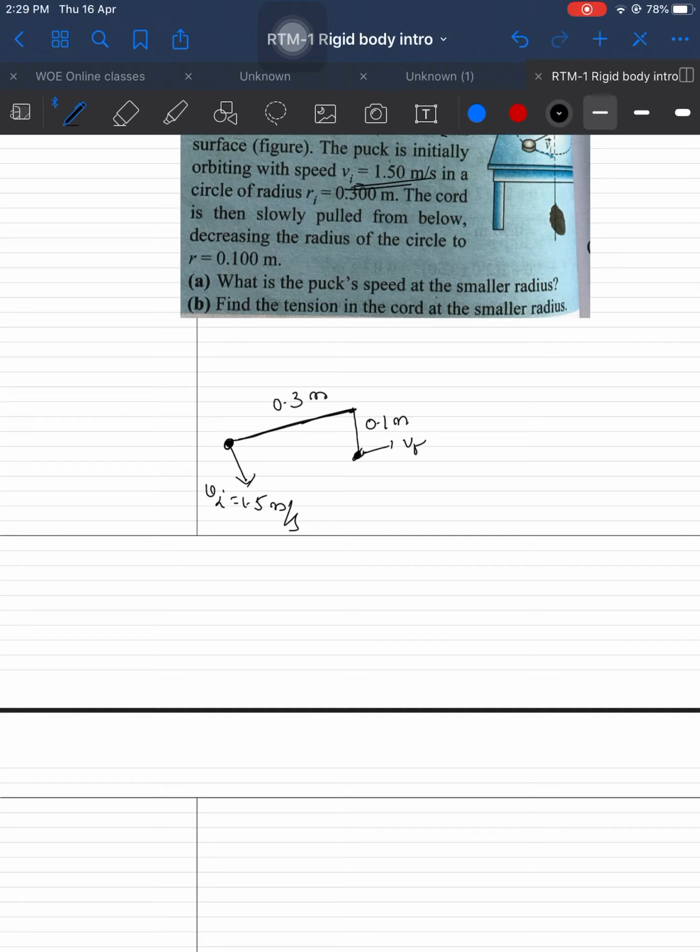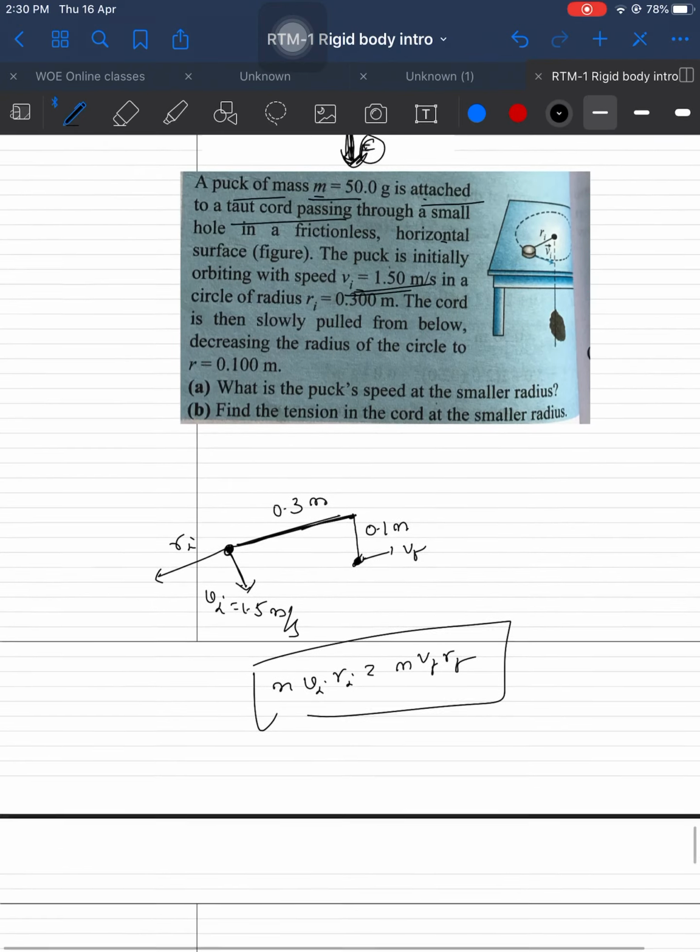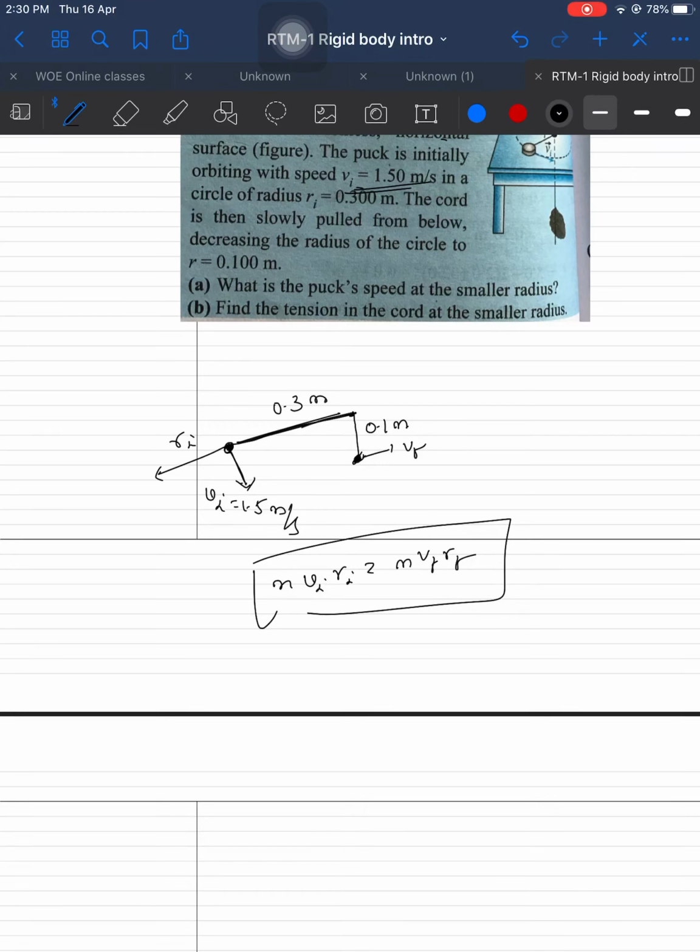Initial angular momentum is equal to final angular momentum. We balance m vi ri, where the velocity and distance are perpendicular, so m vi ri is equal to m vf rf. Substituting vi is 1.5 and ri is 0.3, m gets cancelled, this is equal to vf into 0.1. We will get vf, the final velocity.